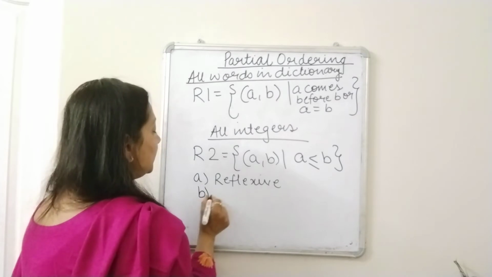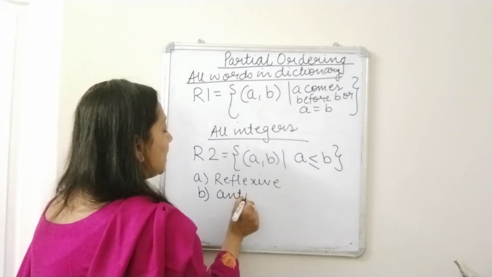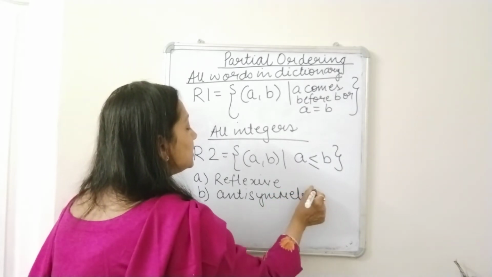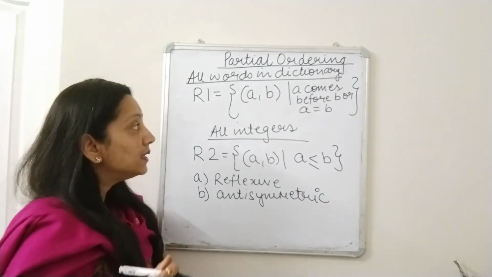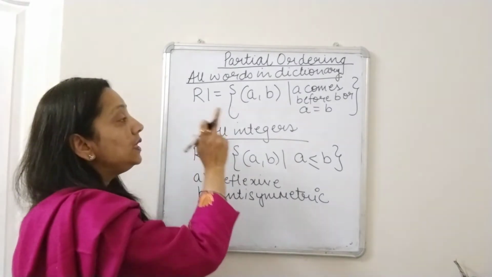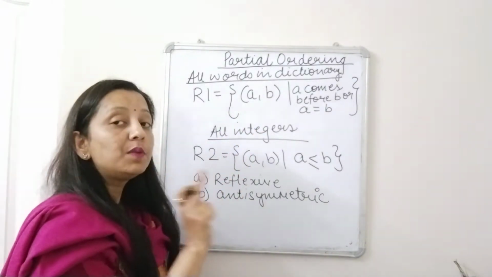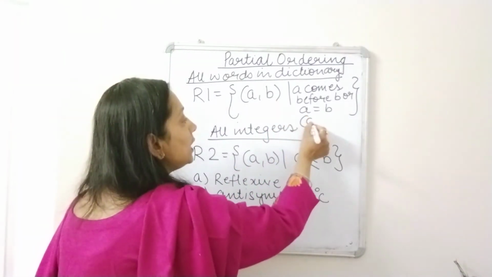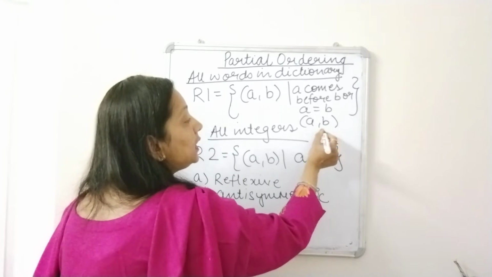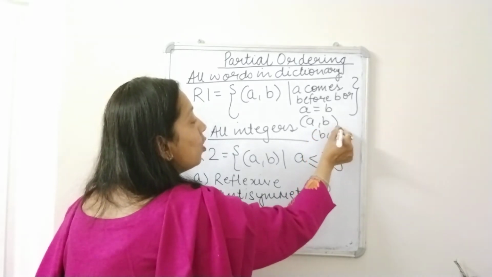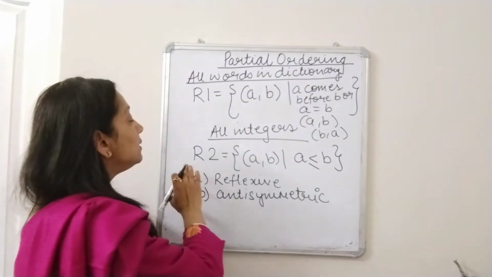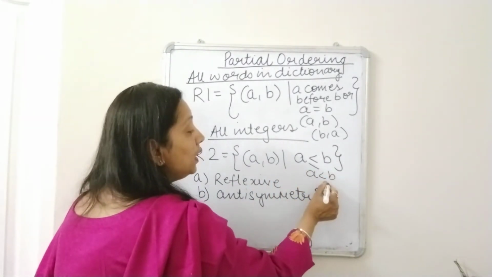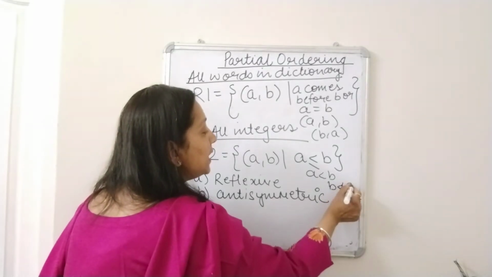The other property is that they are also anti-symmetric. In R1 you can clearly see A comes before B, but B cannot come before A. So we can have an ordered pair A comma B, but we cannot have an ordered pair B comma A. Similarly for R2 you can see that A is always less than B, but B can never be less than A.